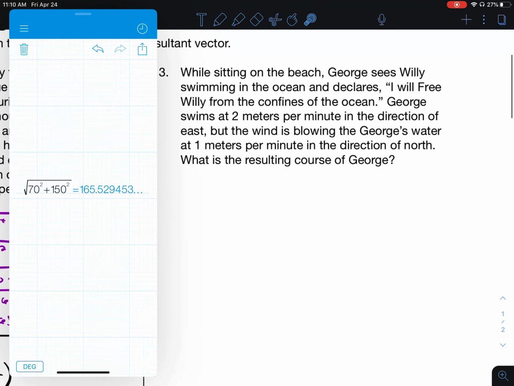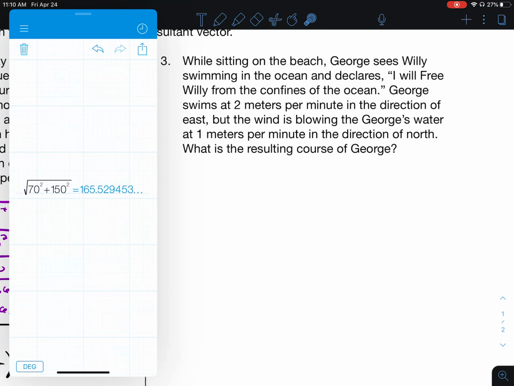Number 3. While sitting on the beach, George sees Willie swimming in the ocean and declares, "I will free Willie from the confines of the ocean." George swims at 2 meters per minute in the direction of east, but the wind is blowing George's water. Let's get rid of that. But the wind is blowing George's water at 1 meter per minute in the direction of north. What's the resulting course of George?